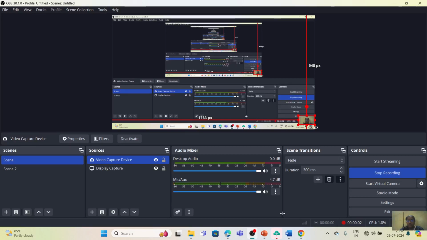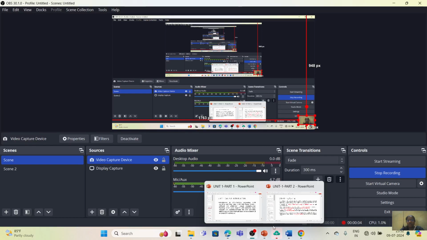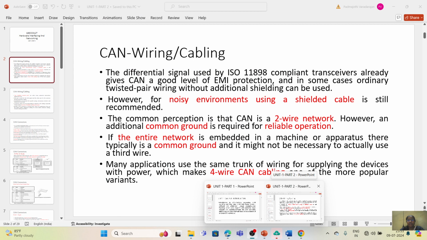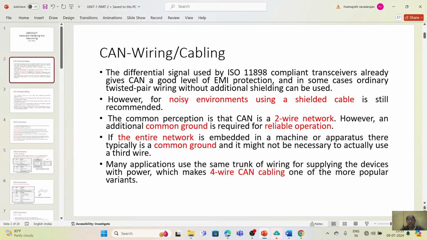Good morning, students. In this video, we will see about the CAN (Controller Area Network) bus signaling and data rates, wiring and cabling, CAN data frame format, CAN collision and arbitration, how it avoids collision, and the error detection mechanisms used in CAN. First, we will see about the CAN wiring and cabling.